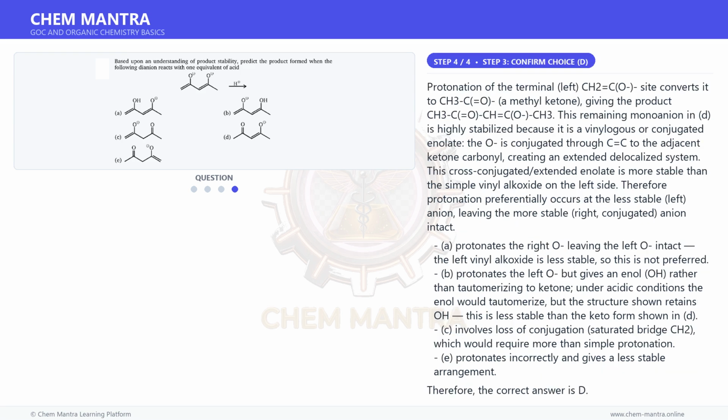And for the final step, protonation of the terminal, left CH2=C, O site converts it to CH3C=O, a methyl ketone, giving the product CH3C=O, CH=C, OCH3. This remaining monoanion in D is highly stabilized because it is a vinylogous or conjugated enolate.